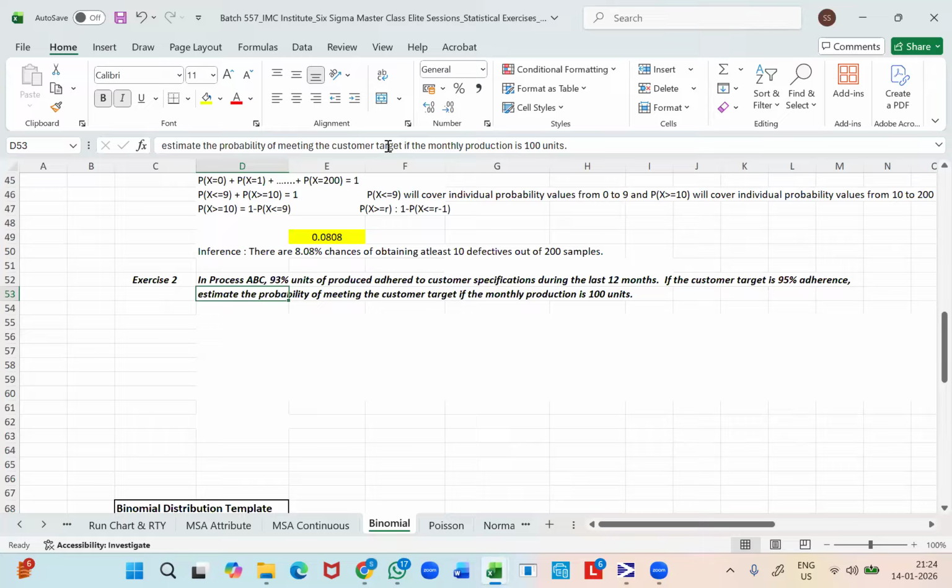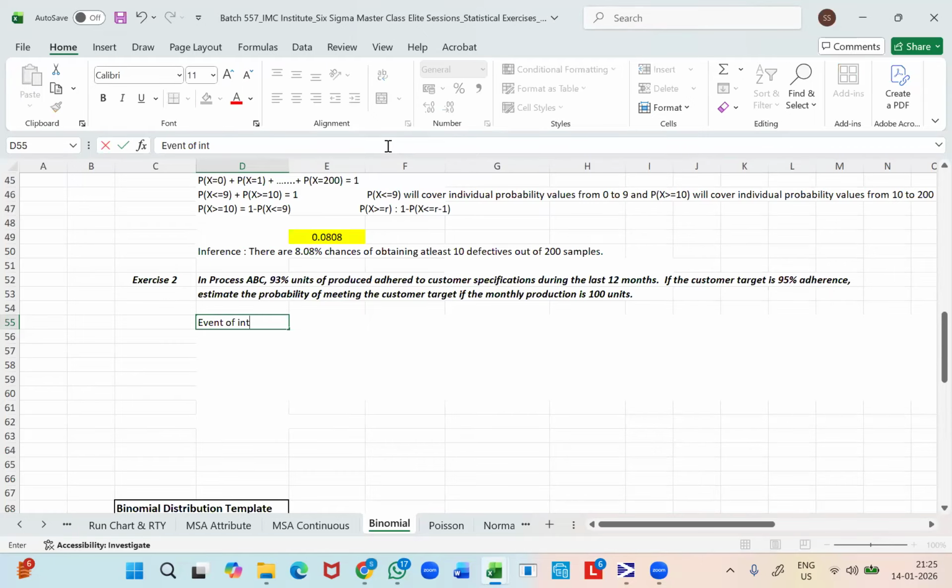Now, the second part of the question says if the customer target is 95% adherence, estimate the probability of meeting the customer target if the monthly production is 100 units. So first and foremost, we need to find out which probability distribution logic we are supposed to apply for solving this case scenario, right?